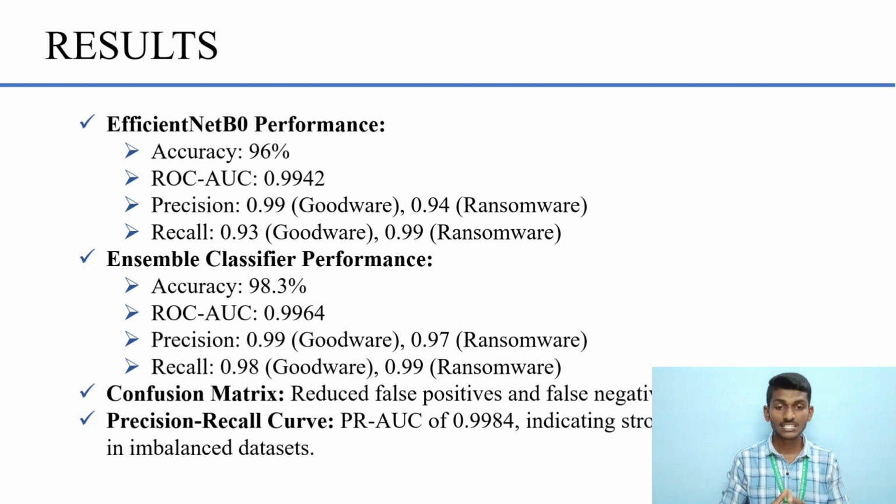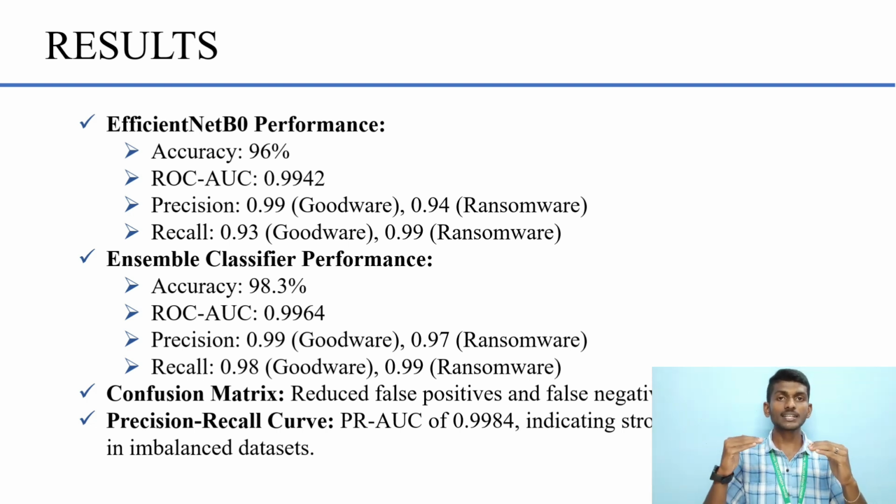Coordinate with the Ensemble classifiers, as I already said, XGBoost and Light GBM. When we combine this, the accuracy score is slightly higher. So how much percentage? The accuracy is 98.3% and the ROC is 0.9964. Precision is 0.99 for goodware and 0.97 for ransomware. Recall is 0.98 for goodware and 0.99 for ransomware. Confusion matrix and also precision recall curve PR 0.9984, indicating strong performance in imbalanced data sets.